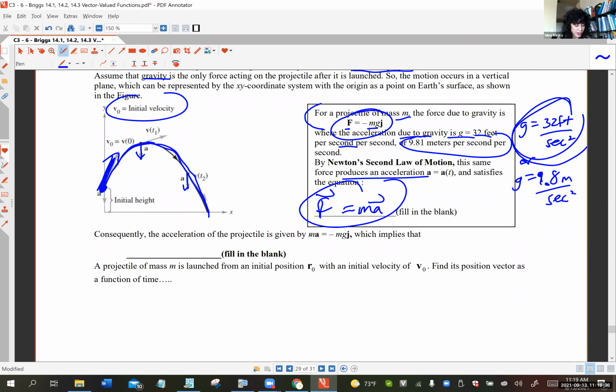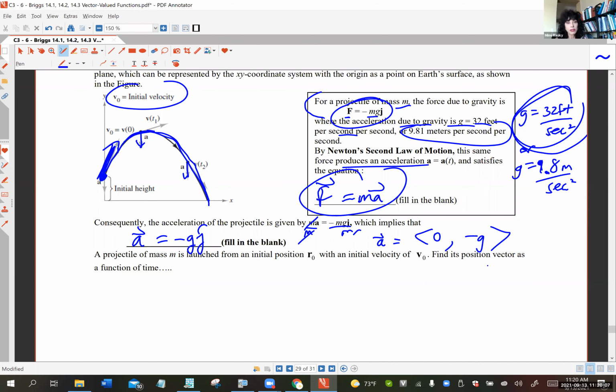They're equivalent. So we're going to say ma had better be the same as negative mgj. If I divide both sides of that equation by m, the m's cancel, and I'm left with the acceleration vector is exactly negative g, which is a constant, times j hat. Or if you want your acceleration vector in component form, it'll look like the vector with components 0 and negative g, same thing.